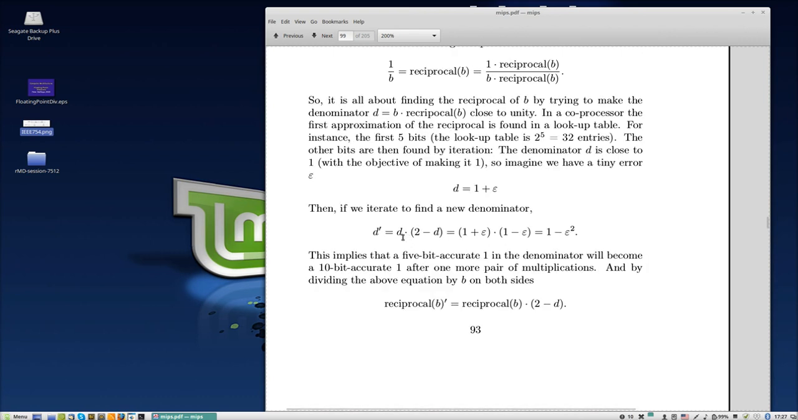And now let me divide this equation, this part here, by b. So I divide this side by b and this side by b. Don't forget that the denominator was b times the reciprocal, so if I divide now by b, I get: the new reciprocal equals the old reciprocal times 2 minus d. You get it? The new reciprocal of b is the old reciprocal of b times 2 minus this denominator that we found.